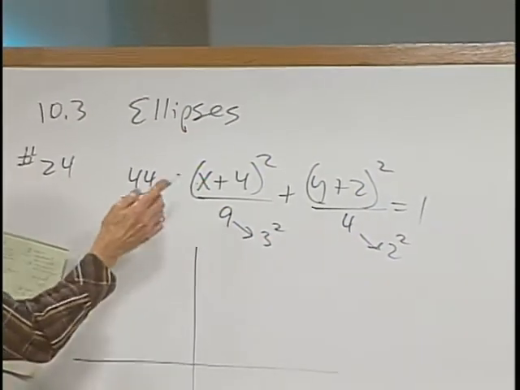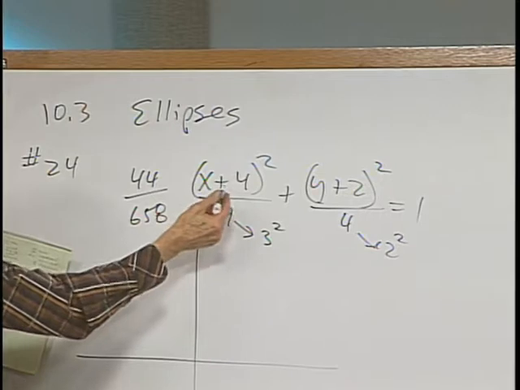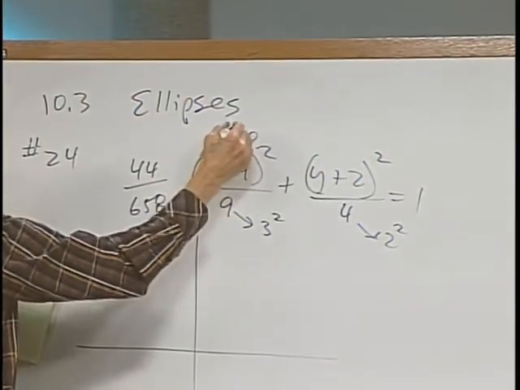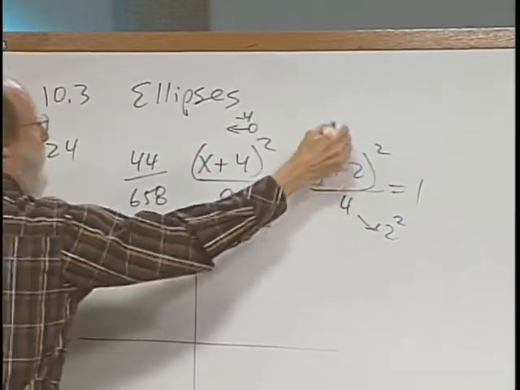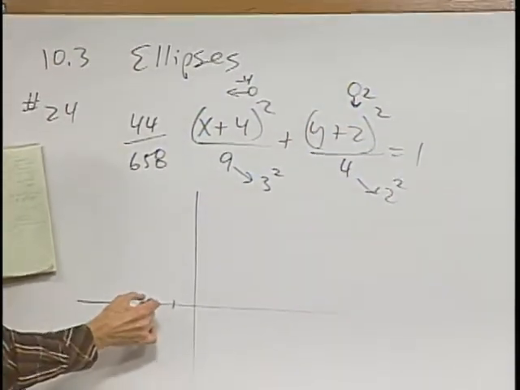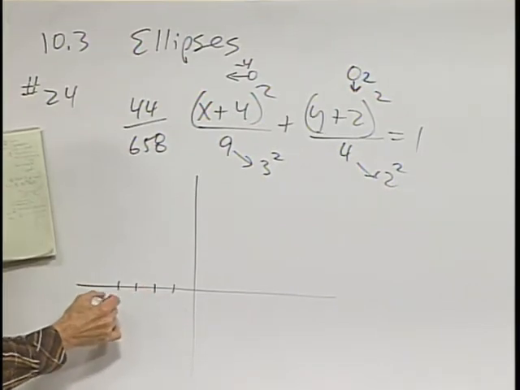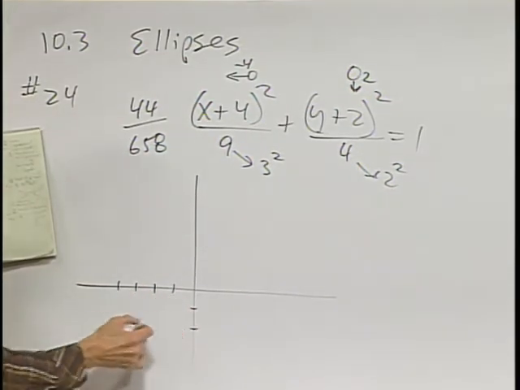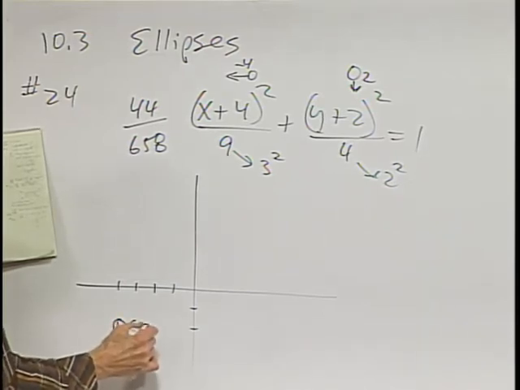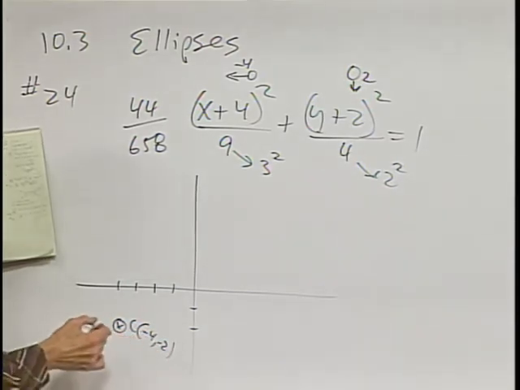So the center of the ellipse is going to be at negative 4, a shift of 4 to the left from the origin, and a shift down of 2. So 4 to the left and down 2. So the center sits right there at negative 4, negative 2.